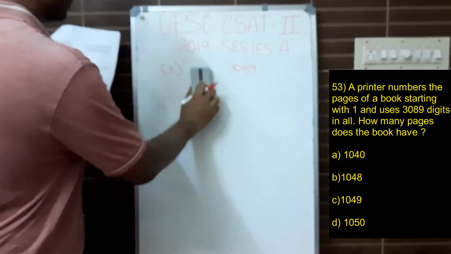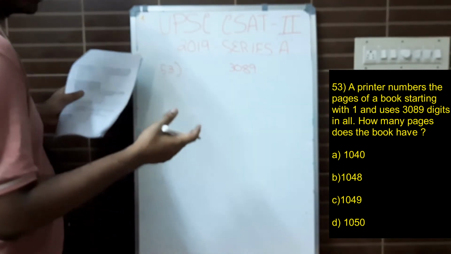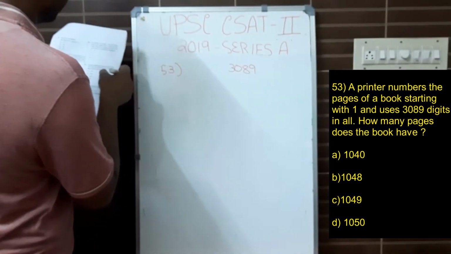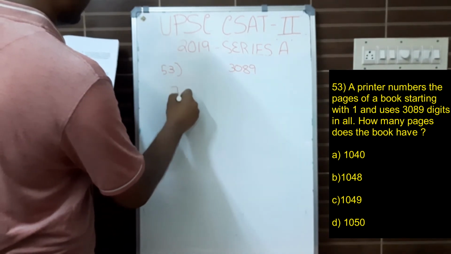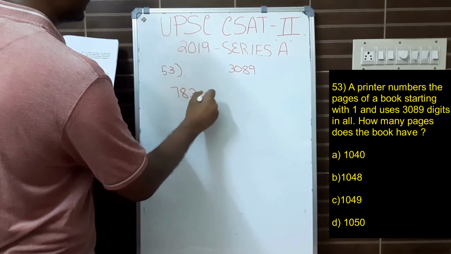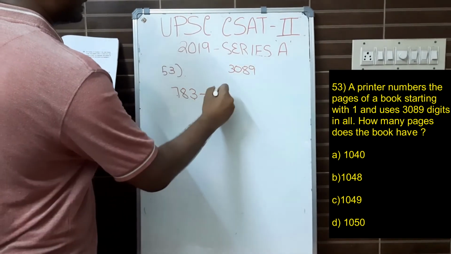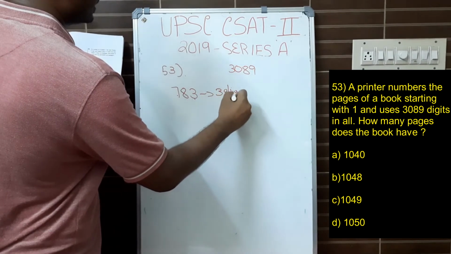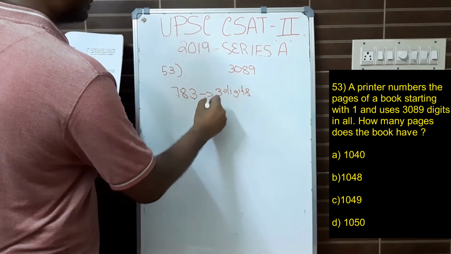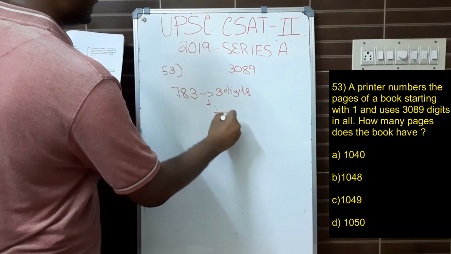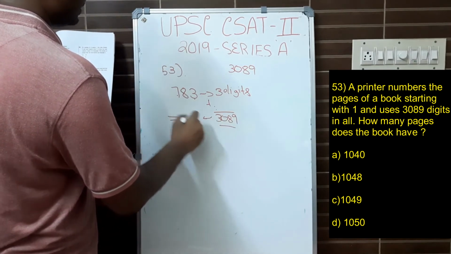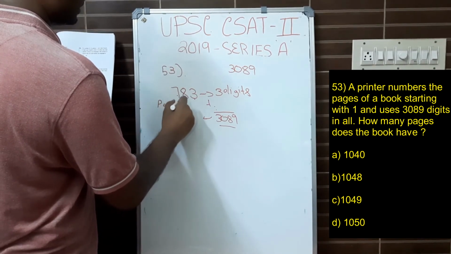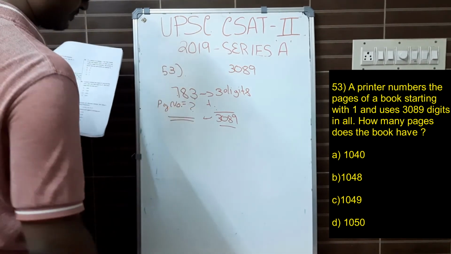Okay. So the book is having different page numbers 1, 2, 3, 4, so on. And ultimately 3089 digits have been consumed in printing. So what they mean to say is that, say there is a page number called 783. 1, 2, 3. 3 digits have been consumed to print this page number. So like that, when you keep on adding, you will get a total of 3089 digits. Now they want us to know which page number we have reached. What is the page number when 3089 digits have been used? This is the question.